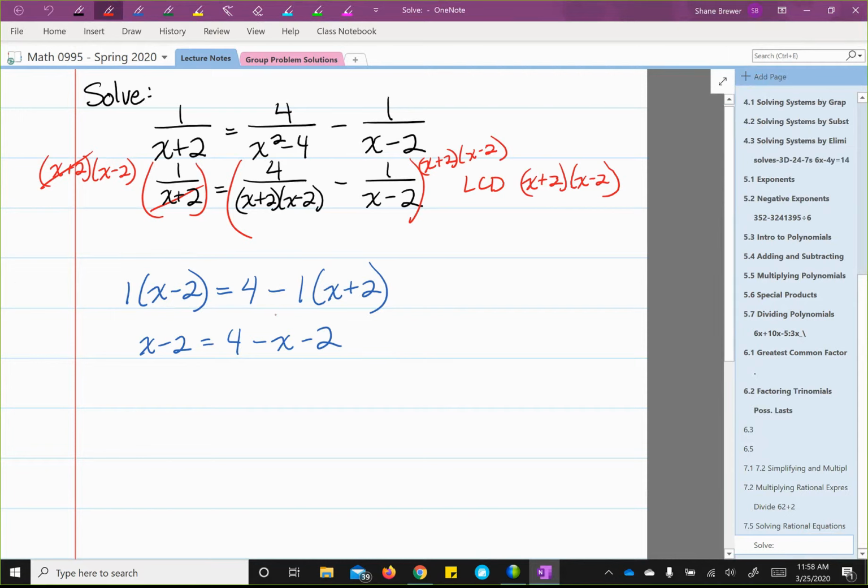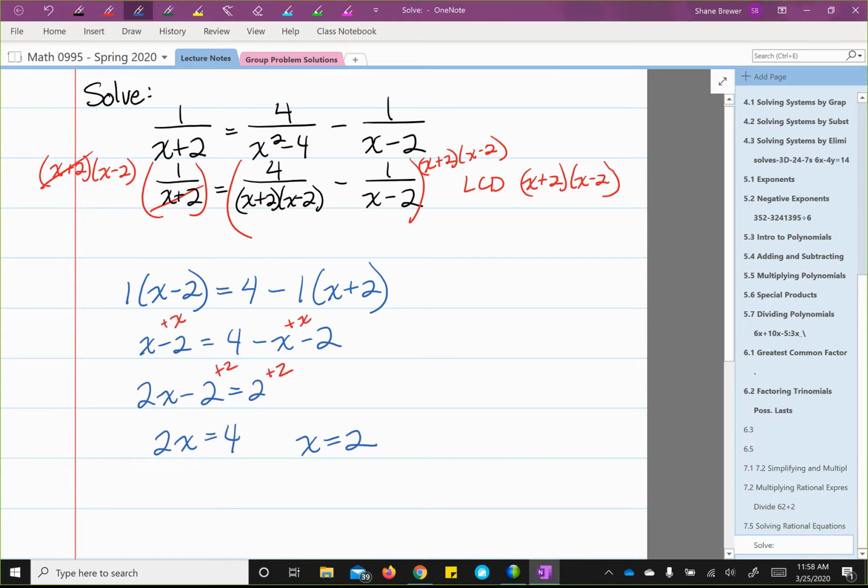We're going to add x, and add x. So we get a 2x minus 2 equals 4 minus 2. We might as well call that 2. And we will add 2 and add 2. So we end up with 2x equals 4, or x equals 2.